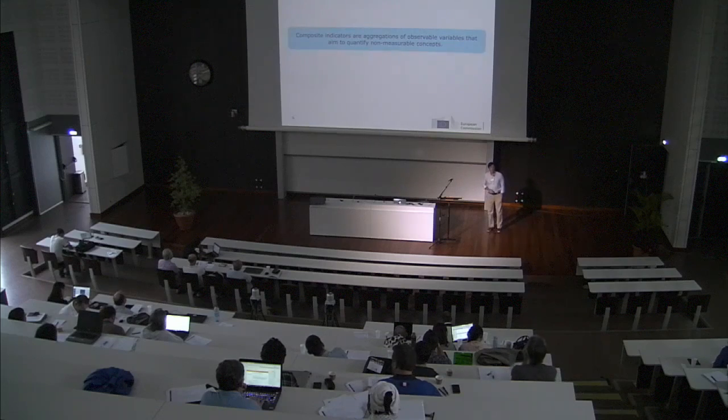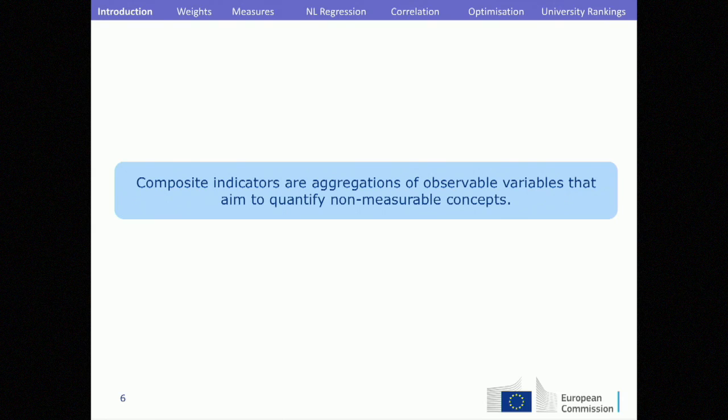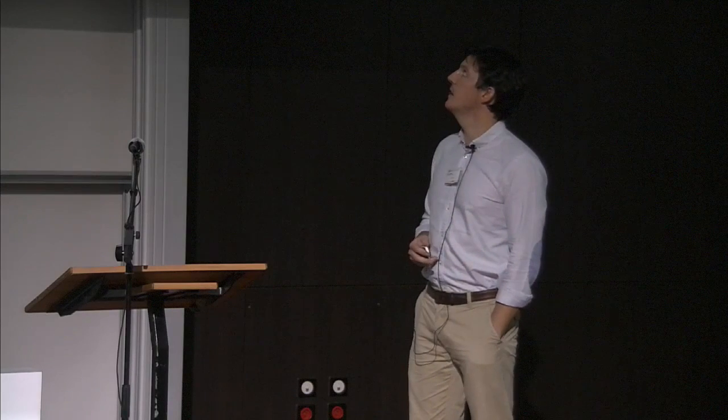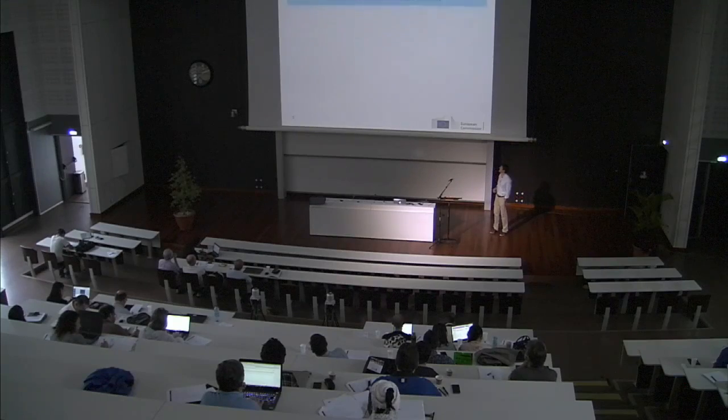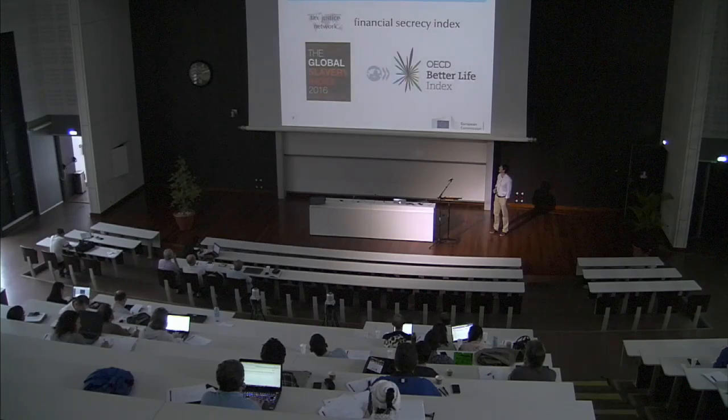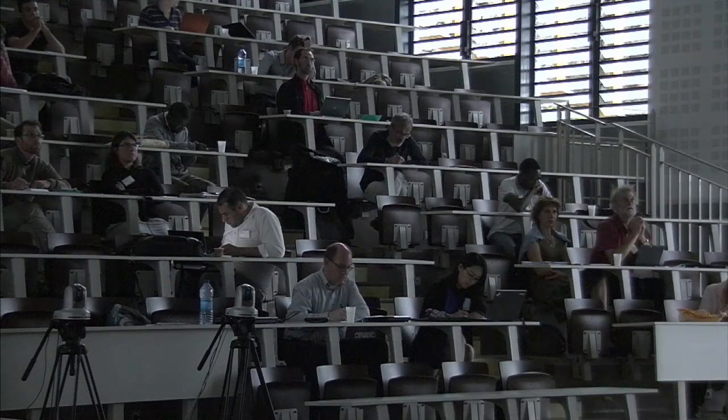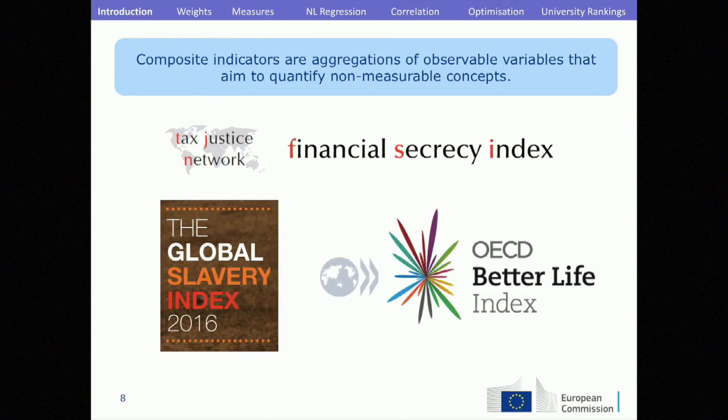So to start off with, I would define what a composite indicator is. And the best definition that I can think of is that they are aggregations of observable variables which aim to quantify non-measurable concepts. So let's examine a little bit what that might mean. Well, first of all, what do I mean by a non-measurable concept? Well, the easiest way to explain possibly is just to take a few examples.